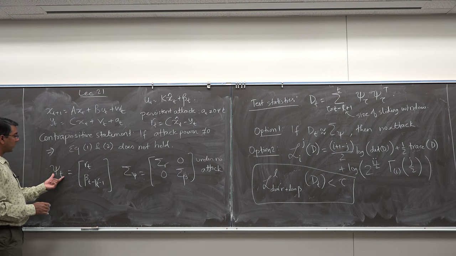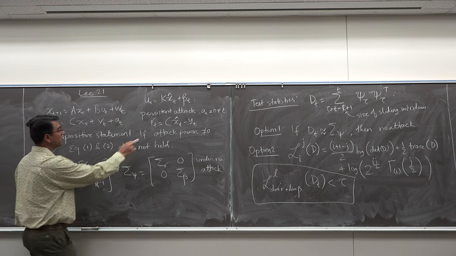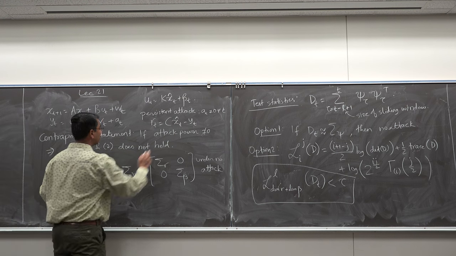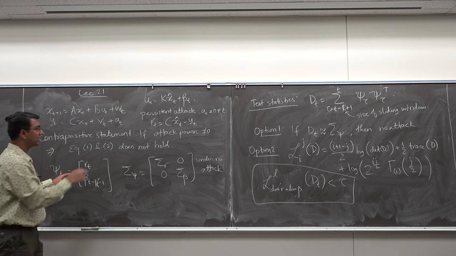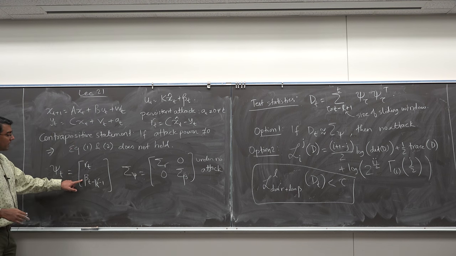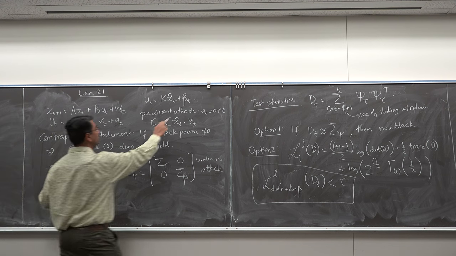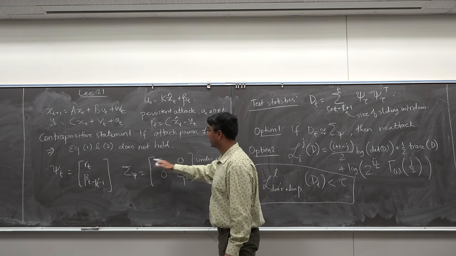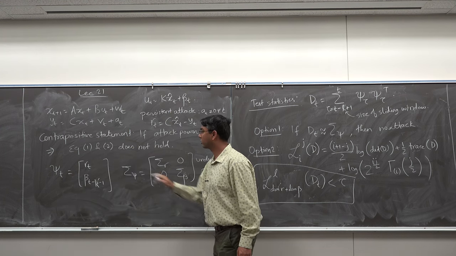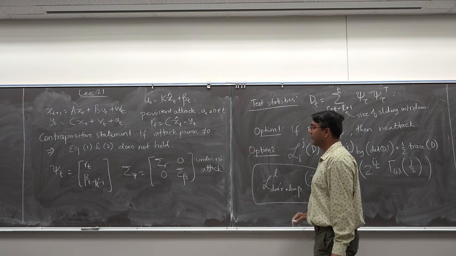How do you construct this vector psi t? You look at RT, which is the residual, CX hat t minus YT. X hat t comes out of the Kalman filter. YT is the current measurement. And then you look at the past watermark, beta t, which is the watermark you have picked in the past. And then you want to check whether this is the covariance matrix corresponding to that vector or not.